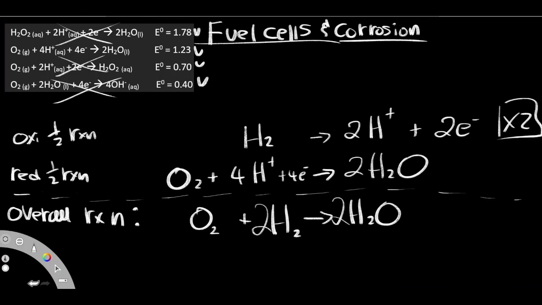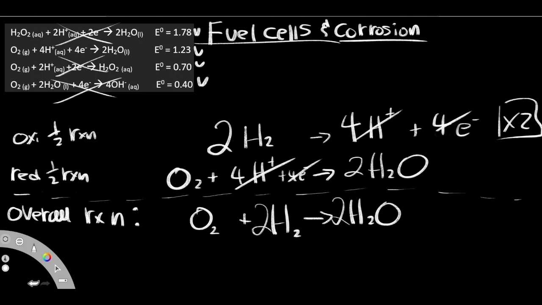That way, we have 2 H2s. This one goes away, and you get a 4H plus. And this one too also goes away. You get those 4 electrons, so let's cancel them out. Okay, so this cancels out with this. This cancels out with this.